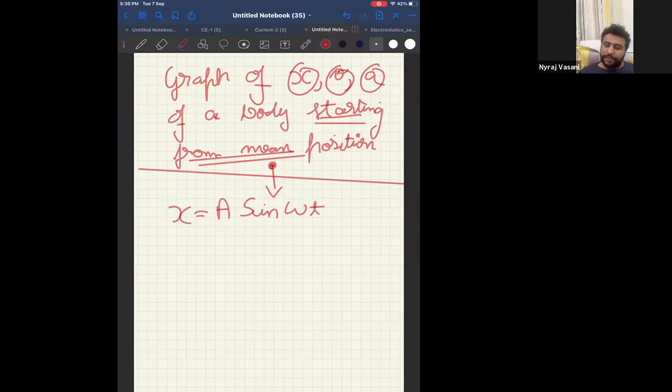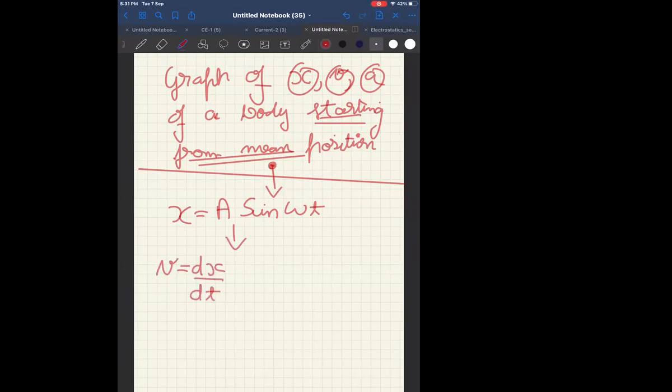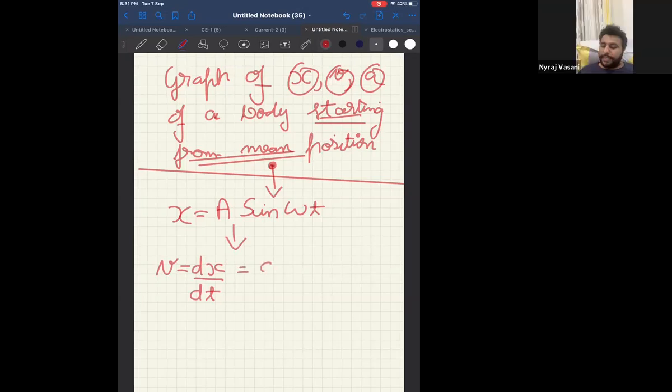Okay, now listen to this. If I know displacement is x equals A sine omega t, can I say I can get velocity also? Because velocity is nothing but differentiation of displacement. So tell me, what is the differentiation of A sine omega t? It will be d by dt of A sine omega t, correct?